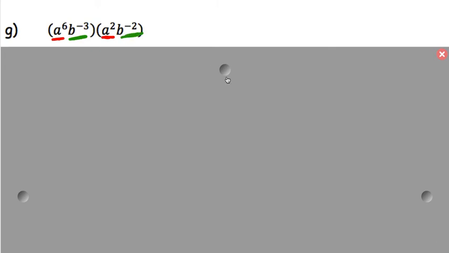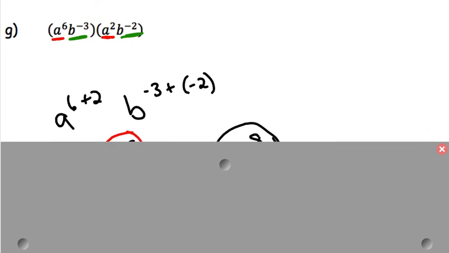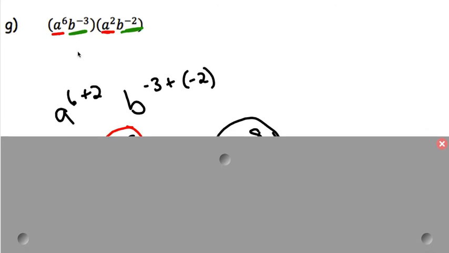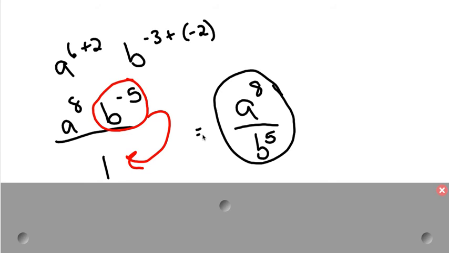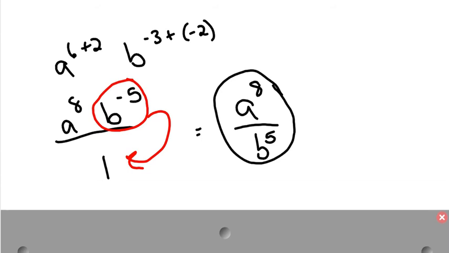So we have two separate parts to this. So here's the first part, a, add them together, 6 plus 2. Okay, 6 plus 2 is 8. And then b, negative 3 plus a negative 2 is going to give you negative 5. Just like the last problem, I recognize that I have a negative exponent. That's not okay, so I circle the problem. I move it to the bottom. a to the 8th stays up top. b to the 5th moves to the denominator. There is your final answer.